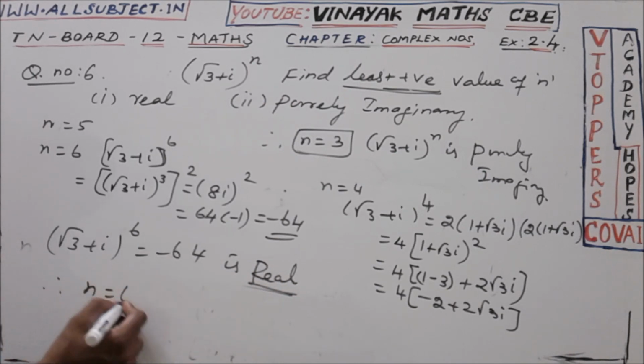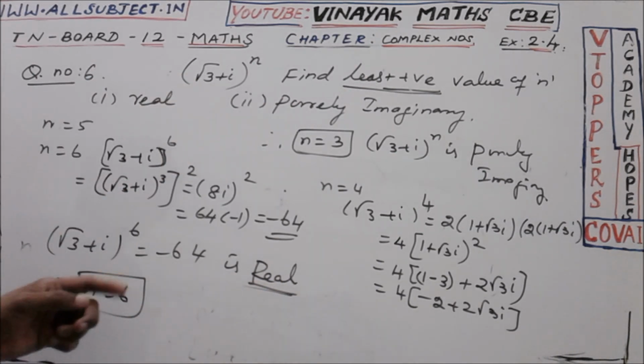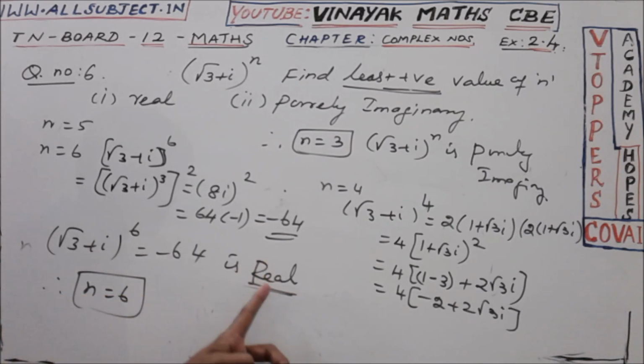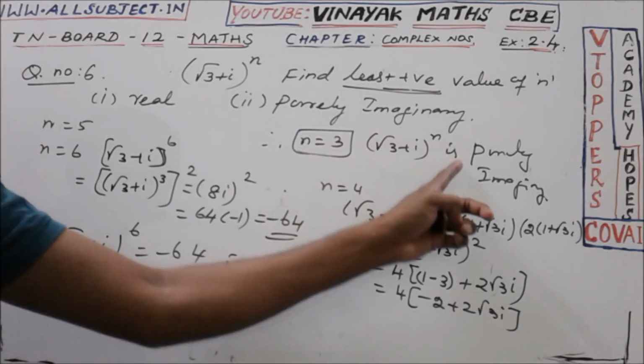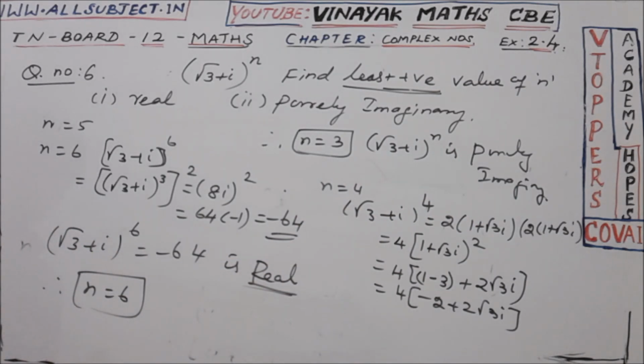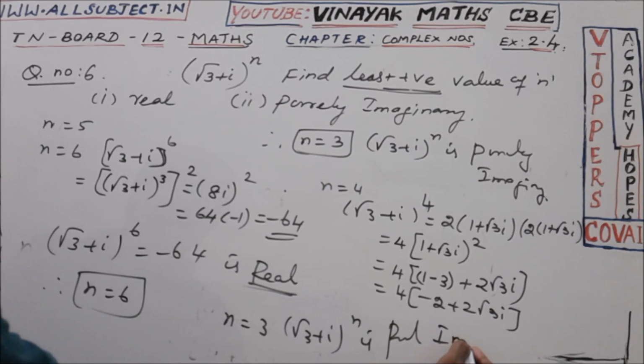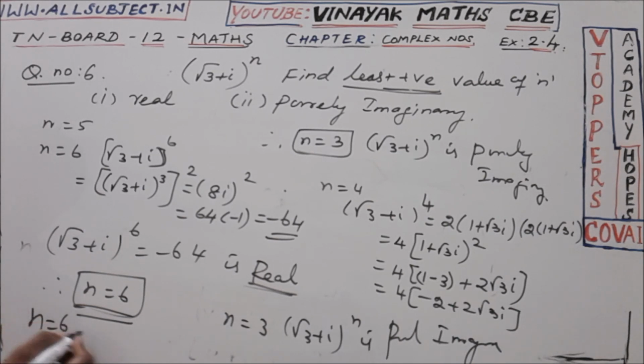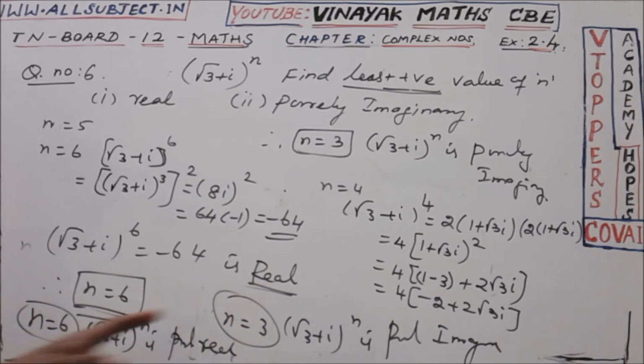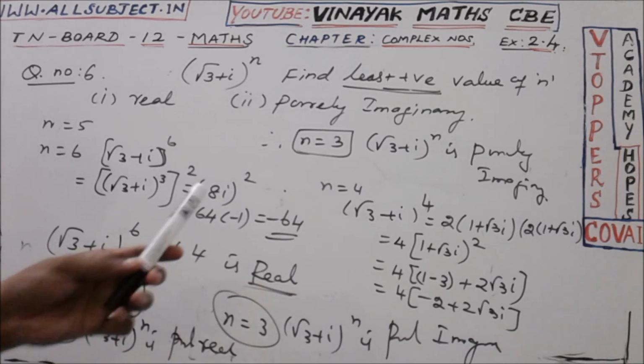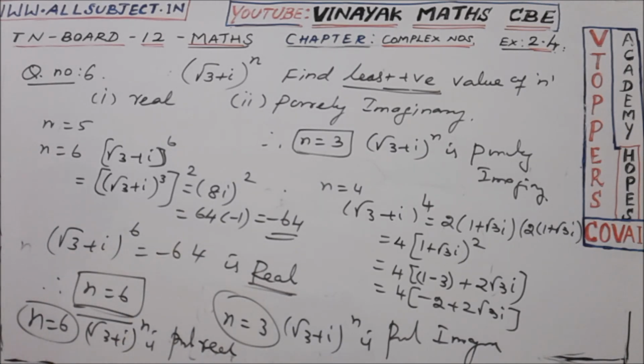So when n equal to 6, root 3 plus i reaches a real number only, and when n equal to 3, it reaches only purely imaginary. Therefore, for n equal to 3, (root 3 plus i) whole power n is purely imaginary. And when n equal to 6, (root 3 plus i) whole power n is purely real. So the least positive integers are n equal to 3 and n equal to 6. When n equal to 3, it reaches purely imaginary. When n equal to 6, it reaches purely real.